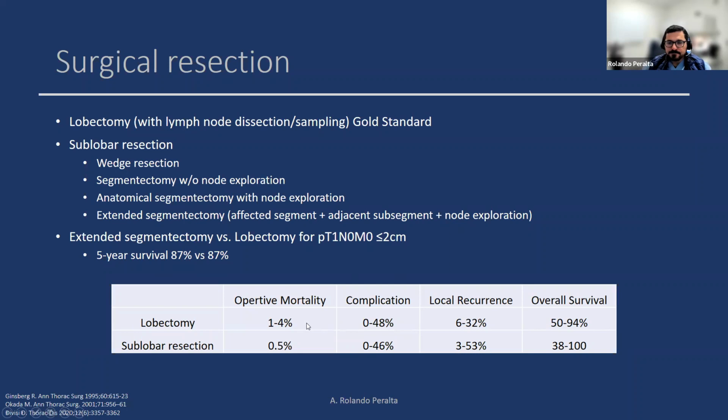And their survival is quite similar. All right. But talk to your surgeons, try to figure out what is it that they do. Are they doing just wedges? Are they doing anatomical segmentectomies? Are they taking a look at lymph nodes, things like that?